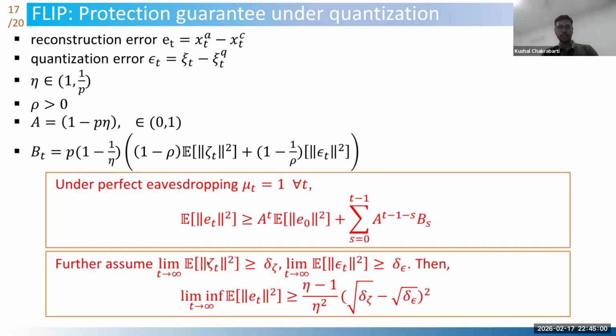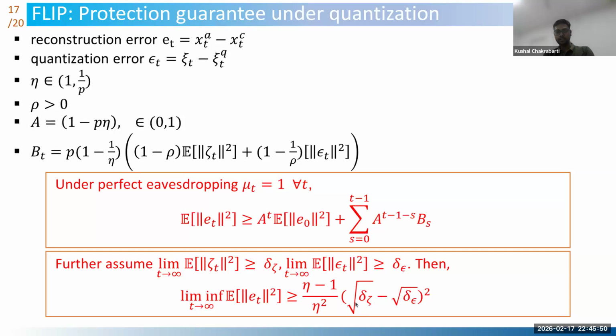Now, what happens if t goes to infinity? Because A is between 0 and 1, this component will vanish, and you will have something like B divided by 1 minus A. If you assume that the model mismatch is persistent, and the quantization is also persistent, in the sense that even asymptotically you never let the quantization be off, and the server always chooses not all the clients but only a subset of clients, then under these two quite practical conditions, you can show that asymptotically the amount of protection will be lower bounded by this quantity. So it will have at least this amount of protection.